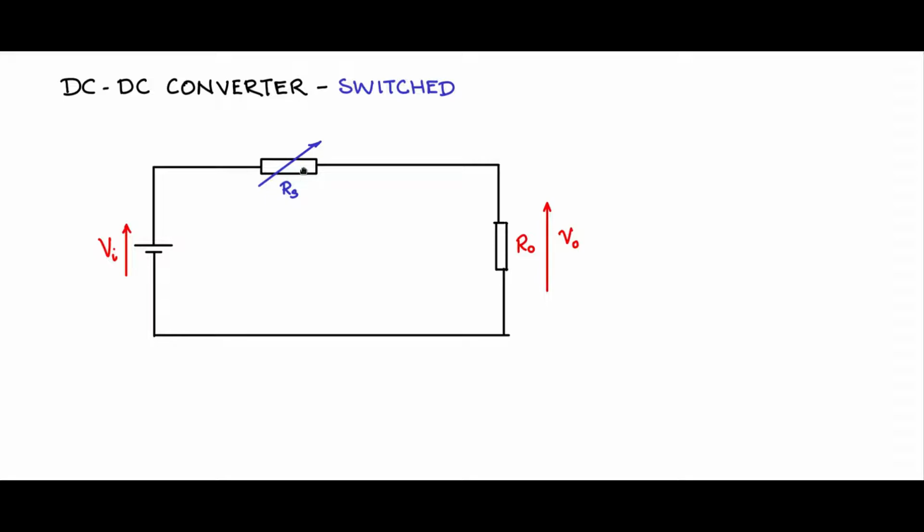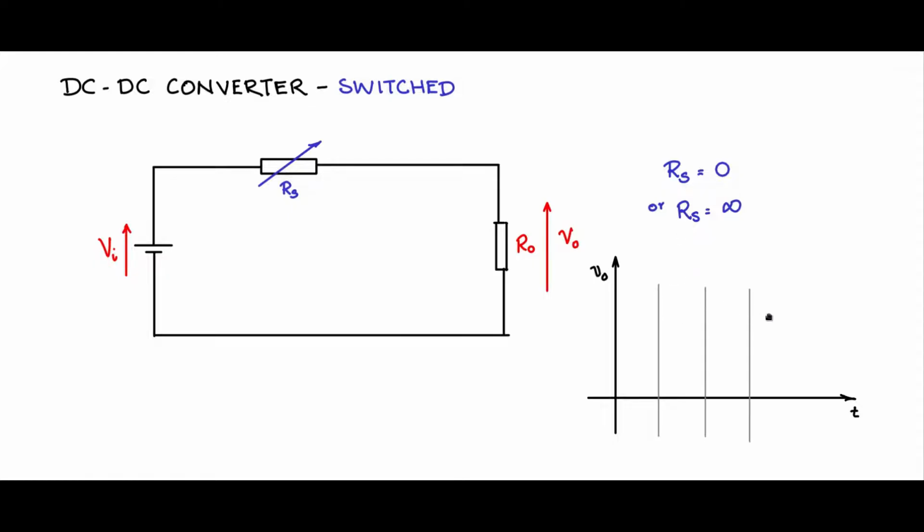Now if we modify the constraint that RS can take only two values, it can either take 0 or RS can be infinite, that is open circuit. So let us put the constraint that RS is either 0 or infinity. In such a case, now let us plot V0 with respect to time. Let me divide the time in this fashion. Now let us say first in this time, let us make RS equal to 0. So Vi comes completely directly to the output, and we will see an output like this with Vi.